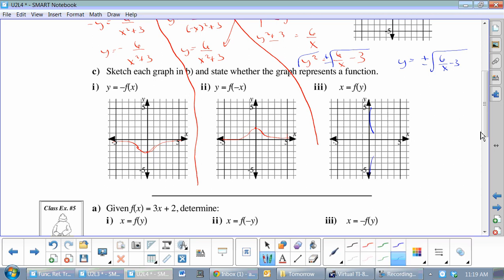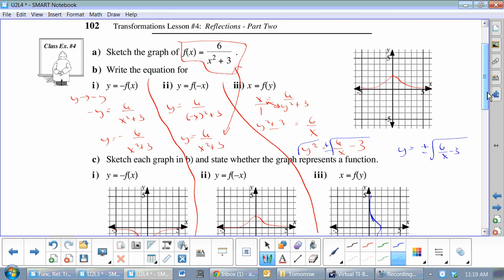Not happy with that. Yes, did I do something wrong again? The third one? Well, here's the original up here, right? And if this is a reflection on the x-axis, I'm just going to reflect it right here.